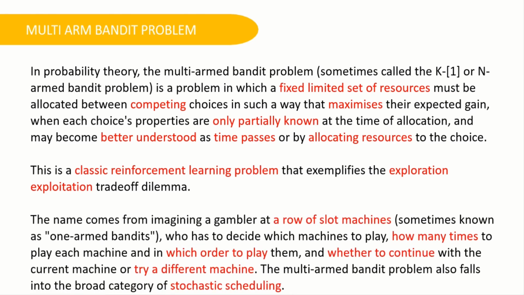The name comes from imagining a gambler at a row of slot machines, sometimes known as one-arm bandits, who has to decide which machine to play and how many times to play each machine and in which order to play them, and whether to continue with the current machine or try a different machine. So, the multi-arm bandit problem also falls into the broad category of stochastic scheduling.